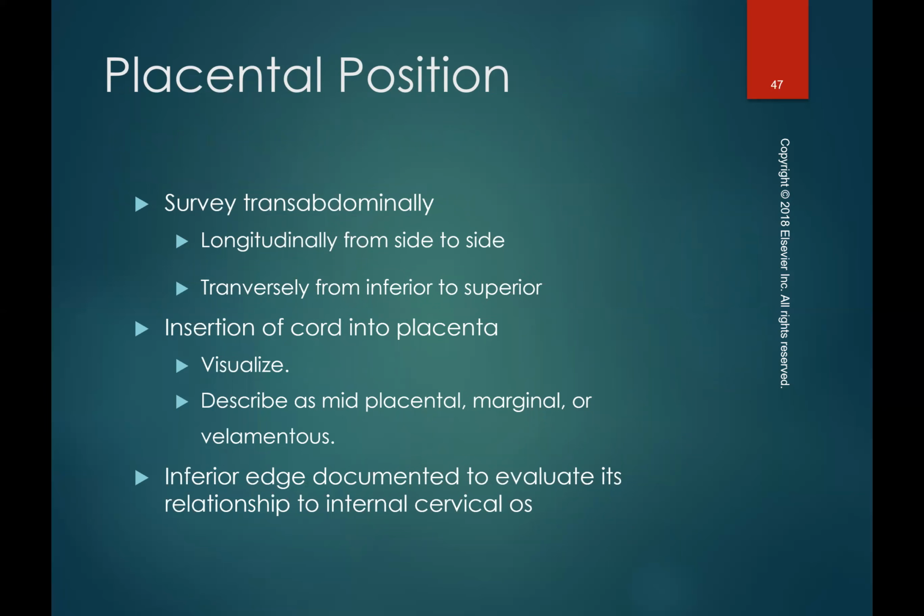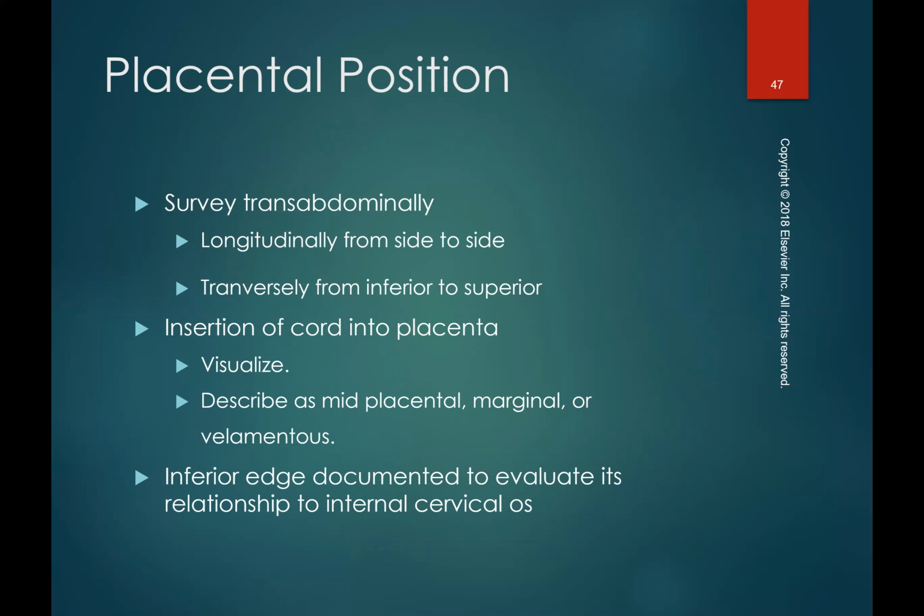So the placental position, you want to survey transabdominally, look at it sagittally from side to side, and then do a couple transverse images of it from inferior to superior. I want to make sure that I take an image of where the edge of the placenta is in relation to the cervical os, just to make sure that it's not low lying or a placenta previa.